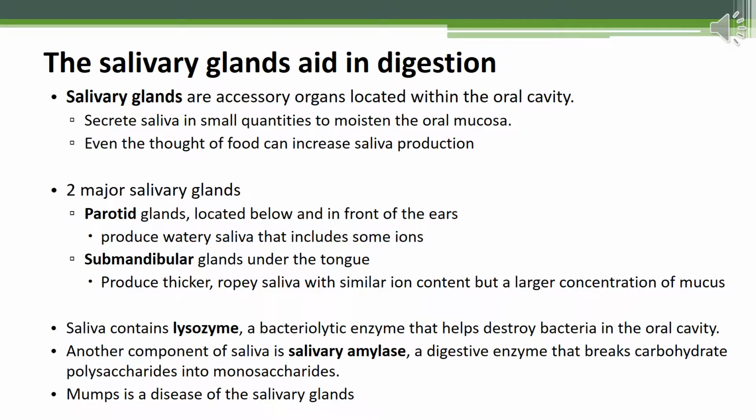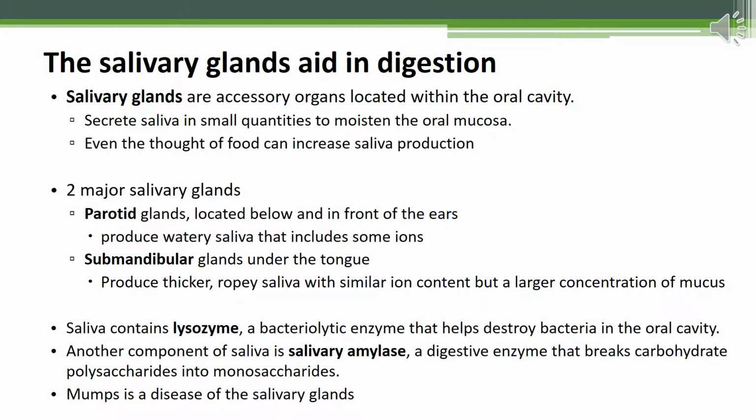Now we're going to talk about the accessory organs of the digestive system, starting with the salivary glands. These are located within the oral cavity, and they secrete saliva in small quantities in order to moisten the oral mucosa. Even the thought of food can increase saliva production, through the aid of certain digestive hormones. We actually have two major salivary glands. There are the parotid glands, which are located below and in front of the ears within the oral cavity, and these produce a watery saliva which includes some ions in it.